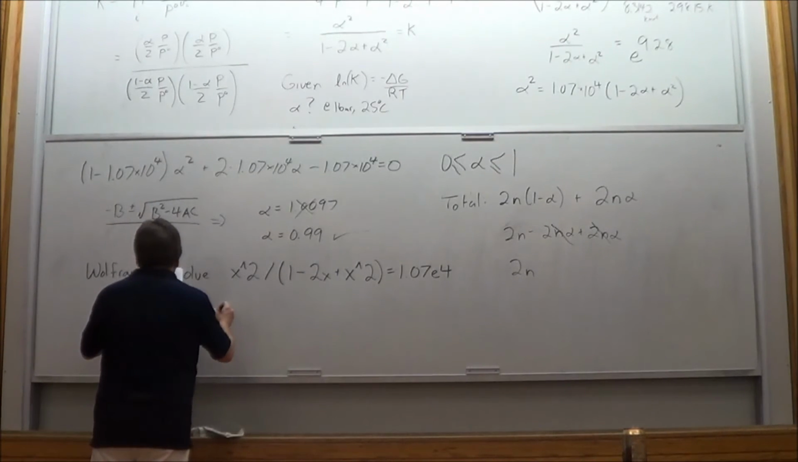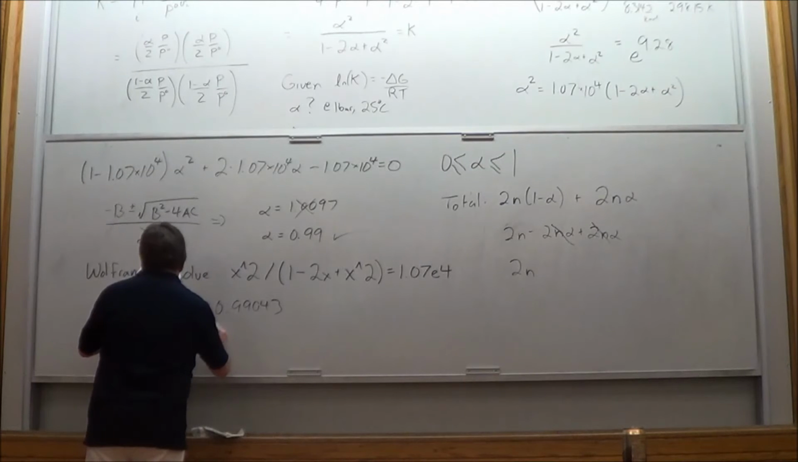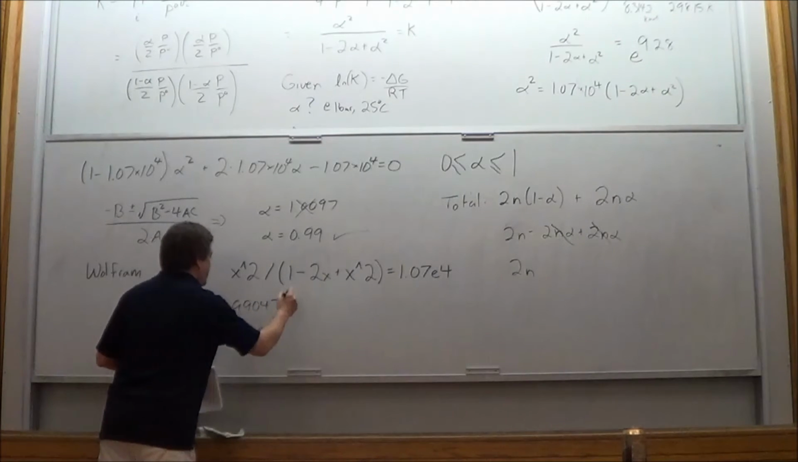It's going to be kind of complicated. 0.43. And then there's another solution. It knows that there's 2 solutions. Gives you the 2, you pick this one.